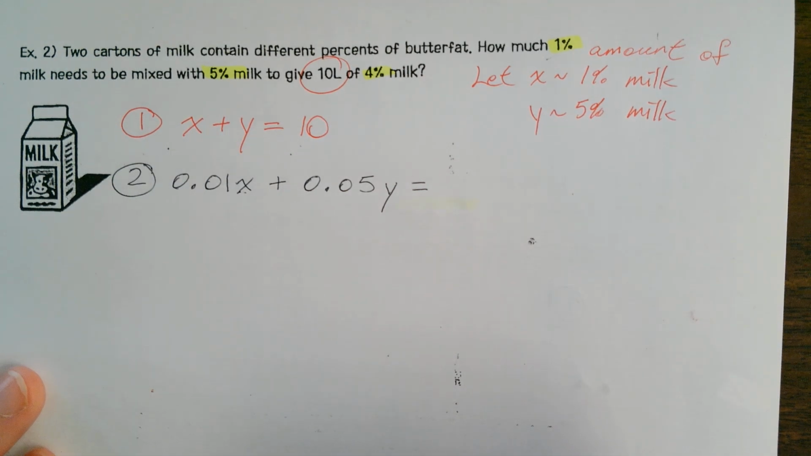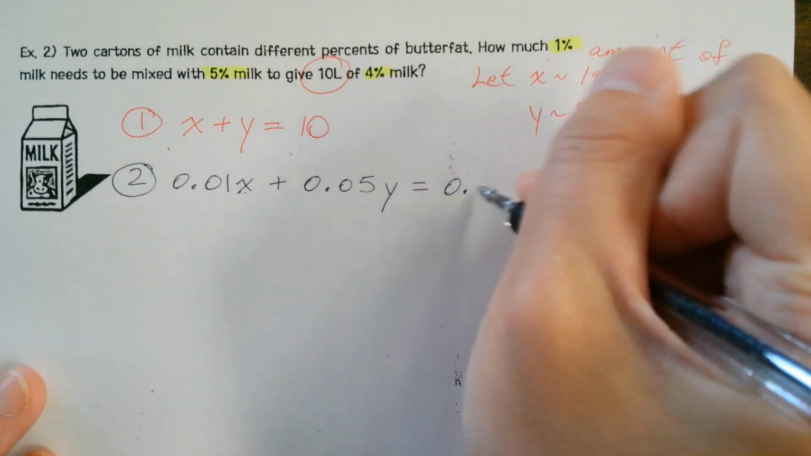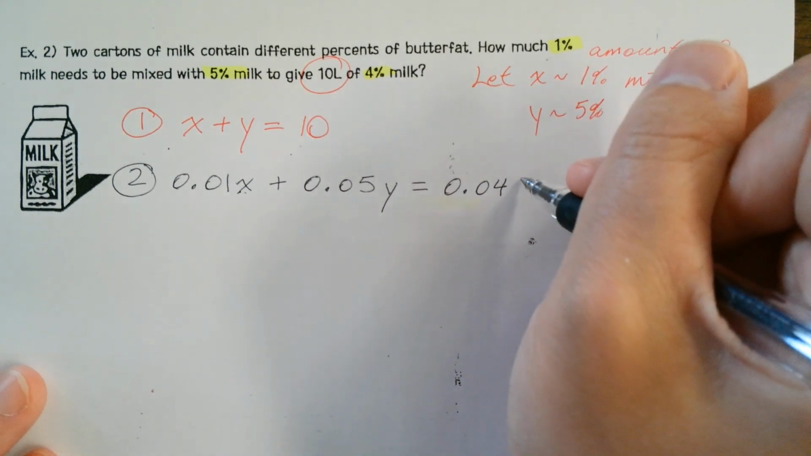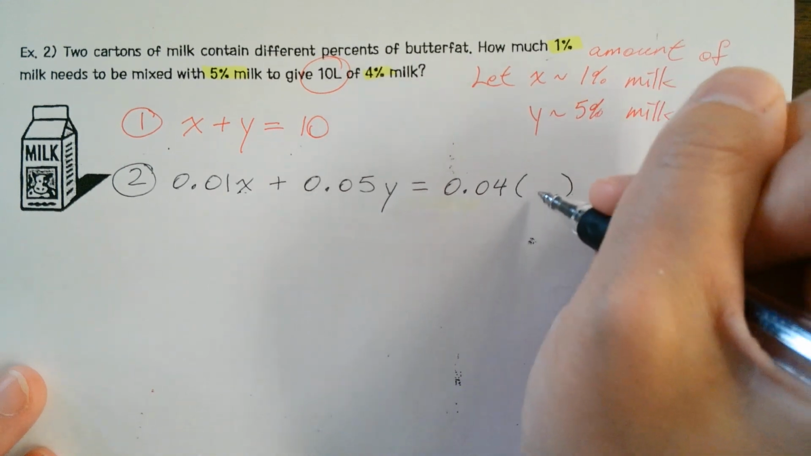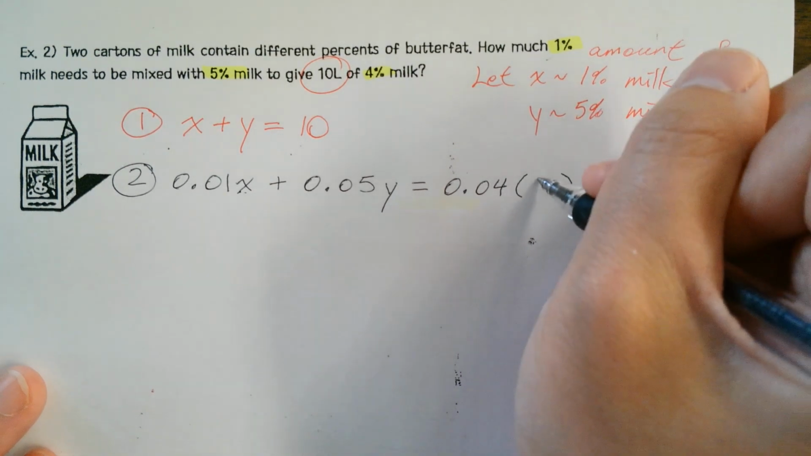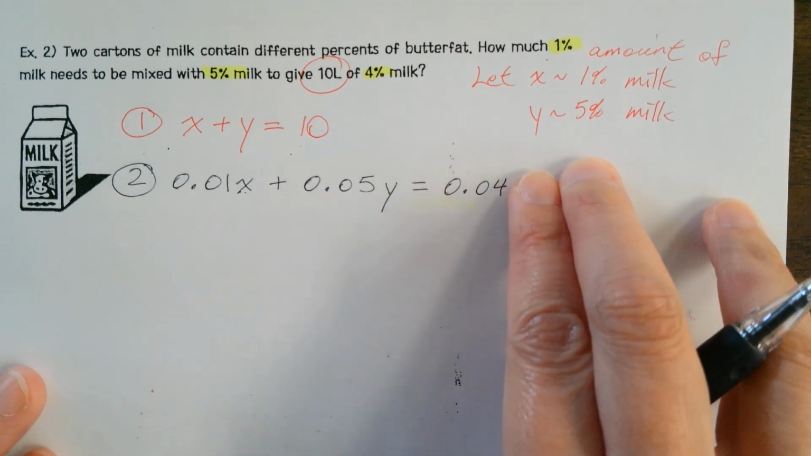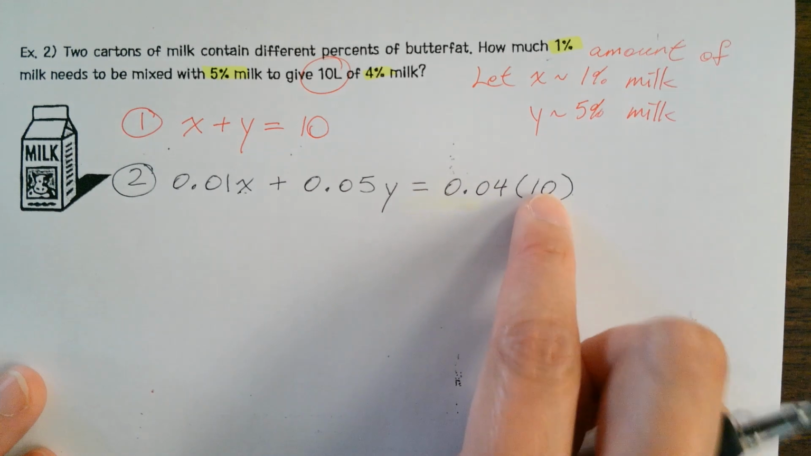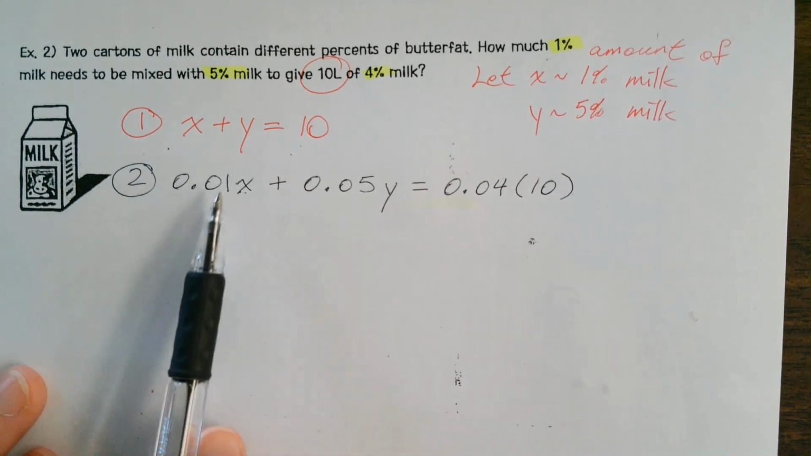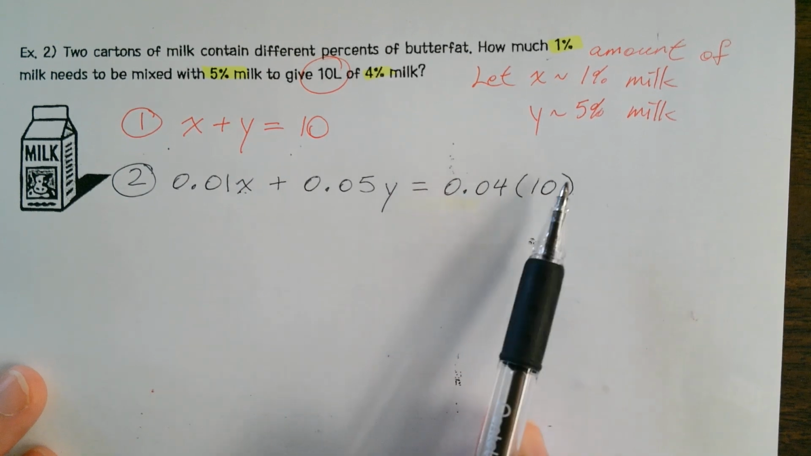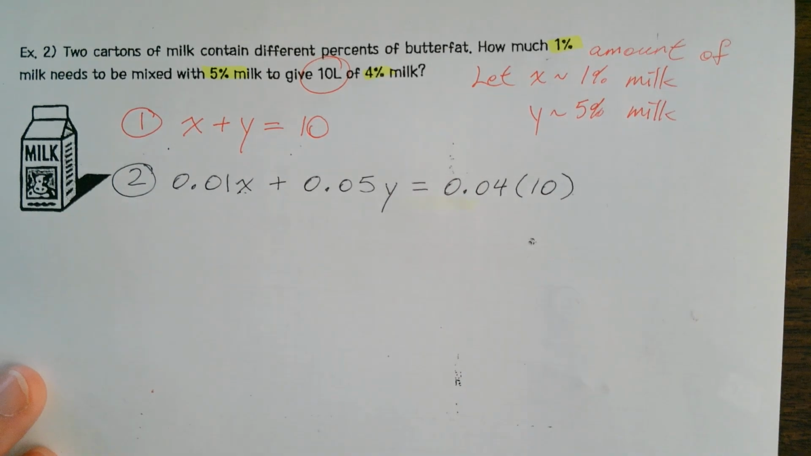Here's the tricky part. What does it equal? Right? 0.04 times 10. Excellent. 4% times that amount of milk. And do we know how much of 4% milk we want? 10. So we actually know this amount. A lot of people just write this or write this, but you actually have to multiply. And if you look at it, it's consistency. Percentage times amount, percentage times amount, percentage times amount.